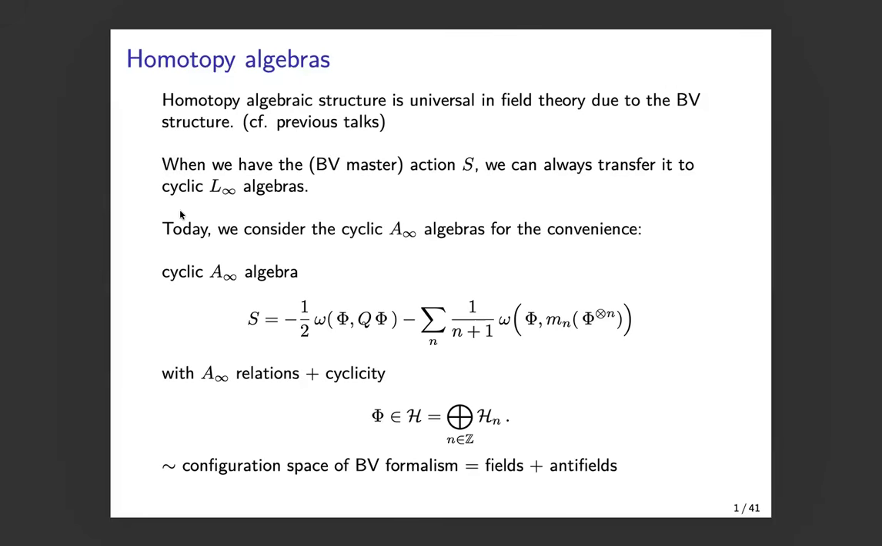And for people who know the BV formalism well, this is the configuration space of the BV formalism. So this is the space for fields and anti-fields. The other components are omega, Q, and Mn, and Q and Mn satisfy the L infinity relations, which appeared in many talks, and omega, Q, Mn should also satisfy cyclicity. So this is the structure of the cyclic L infinity algebra.